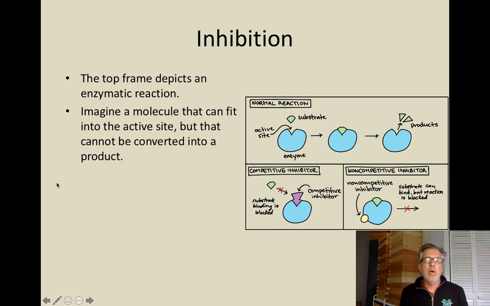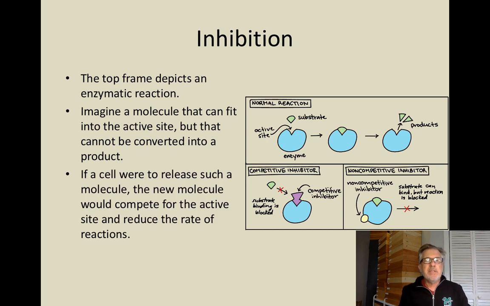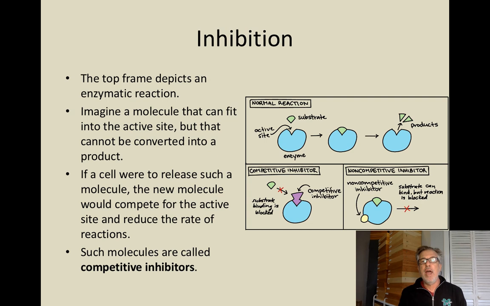Imagine a different scenario in which there's a molecule that can fit into the active site, but itself cannot be converted into a product. I imagine that this is a different kind of molecule. It's not the same molecule as the substrate. If the cell were to release such a molecule, the new molecule would compete for the active site with the substrate, and therefore it would reduce the rate of the enzymatic reaction. So this is a pretty clever way to regulate how fast an enzymatic reaction happens. And such molecules that are released to do this are called competitive inhibitors.